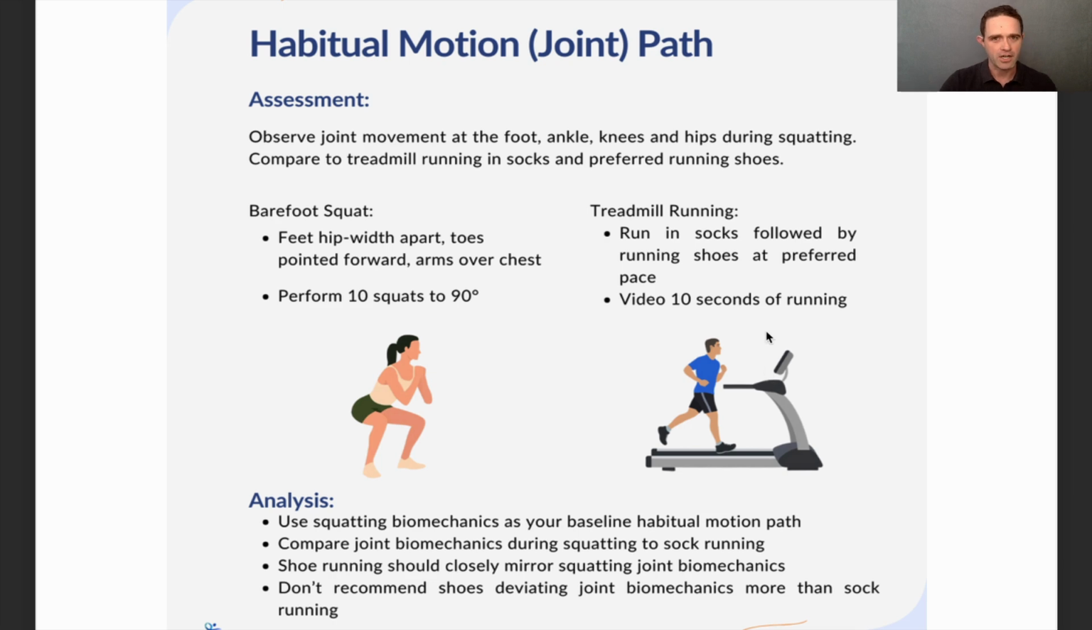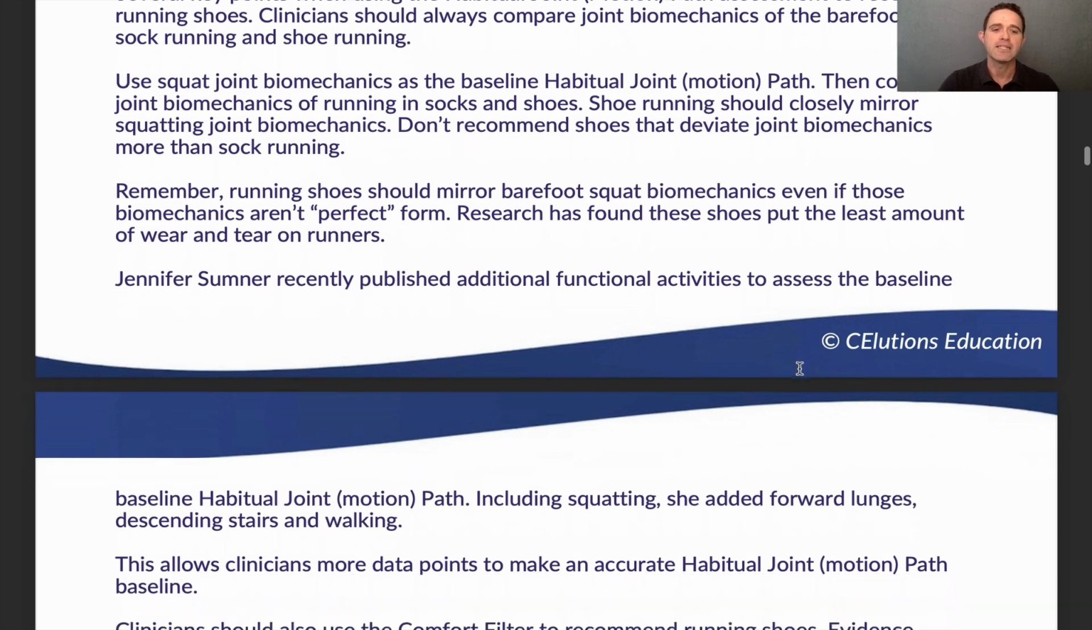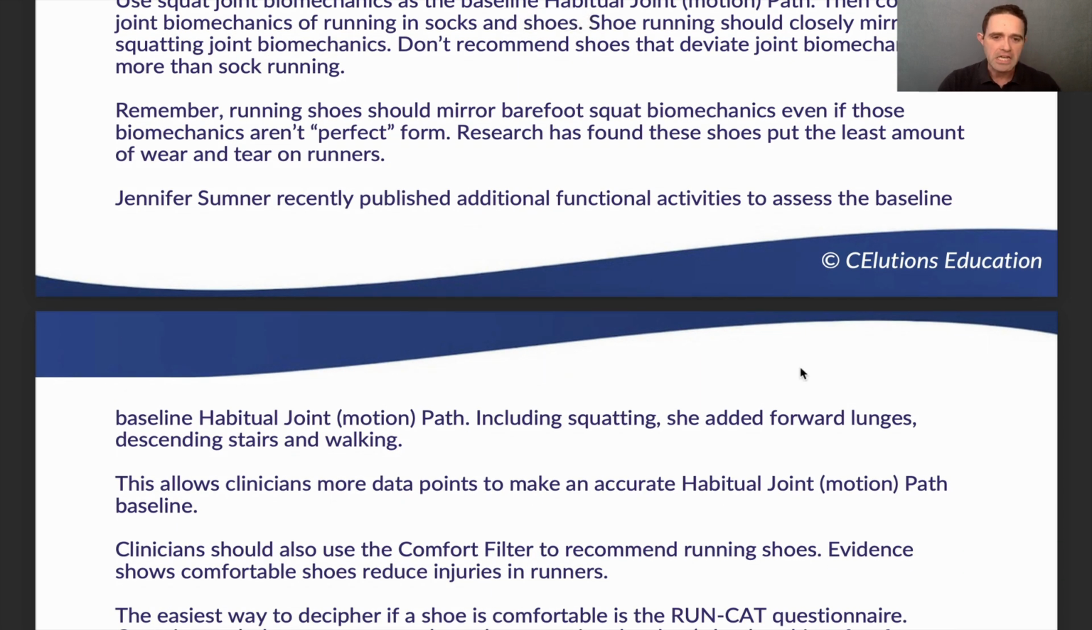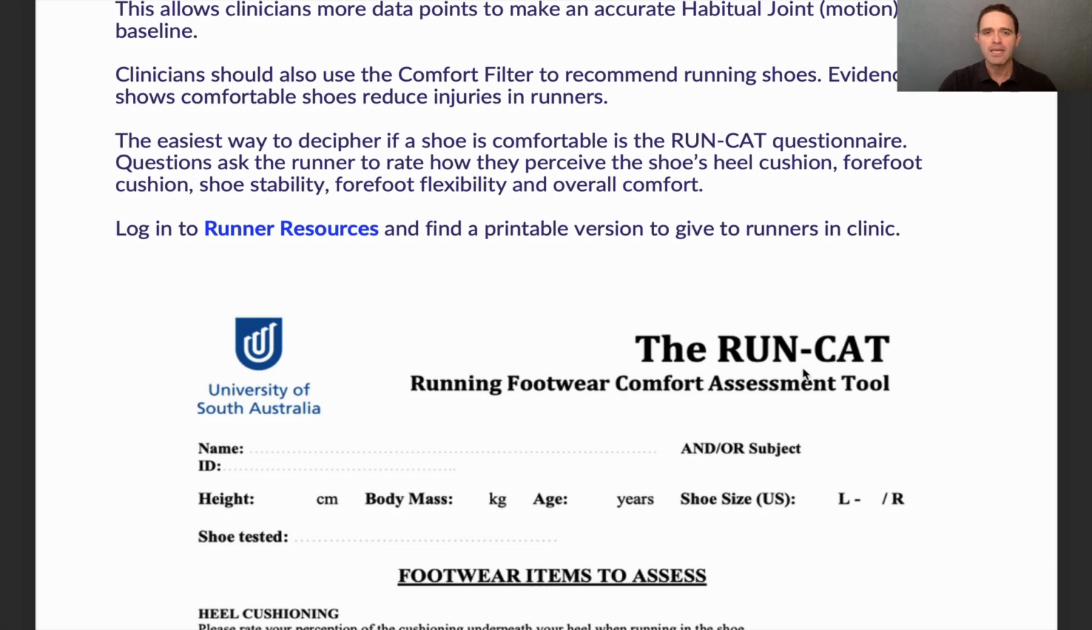Now, it doesn't just start there, because it's one thing to take the way someone moves, the way they look in a shoe. However, comfort is really, really important. Let me introduce you to the RunCat.